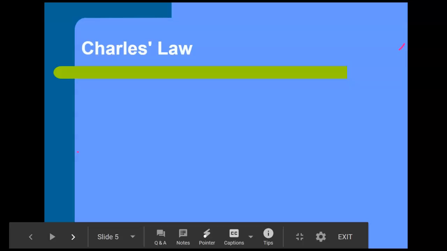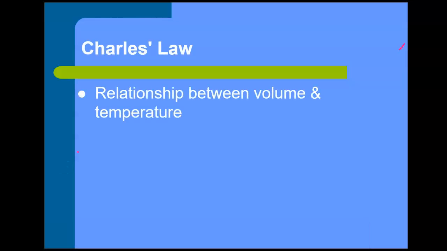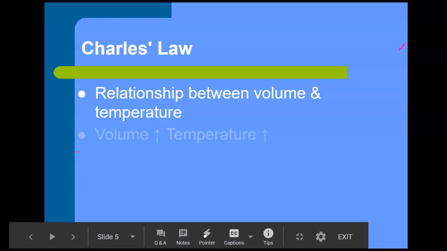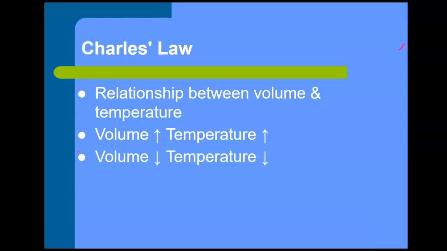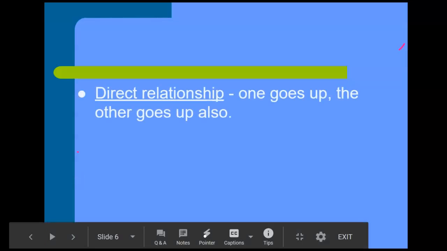All right, our next law is Charles' law. In Charles' law, this is going to be a relationship between volume and temperature. In other words, in this case, volume goes up, temperature will also go up, and the same thing is true if volume goes down, temperature also goes down. That means that we have a direct relationship. What one does, the other does.